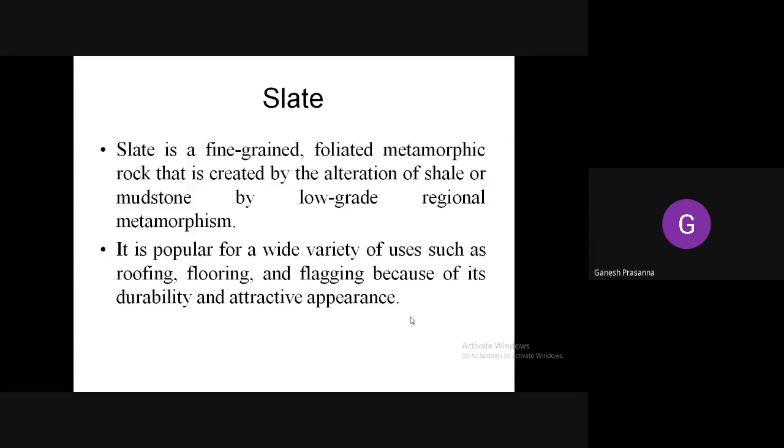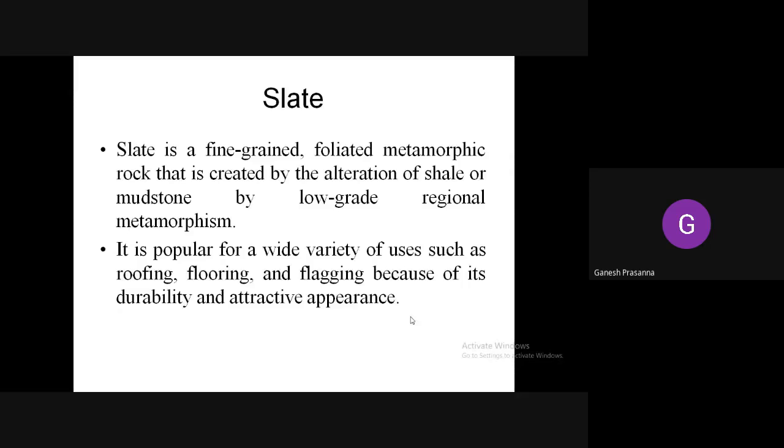of shale or mudstone by low grade metamorphism, very low grade. So it's not high grade. Metamorphism can occur from the temperature and pressure obtained on the earth's surface itself. On a hot sunny day you can see 40 to 50 degrees. That much is sufficient for shale or mudstone to undergo alteration into slate.